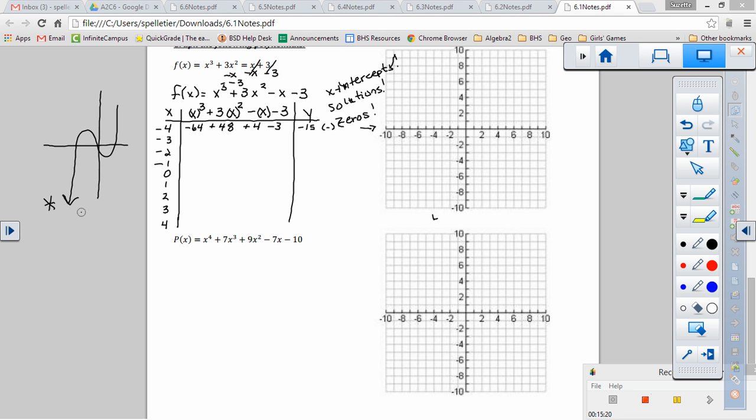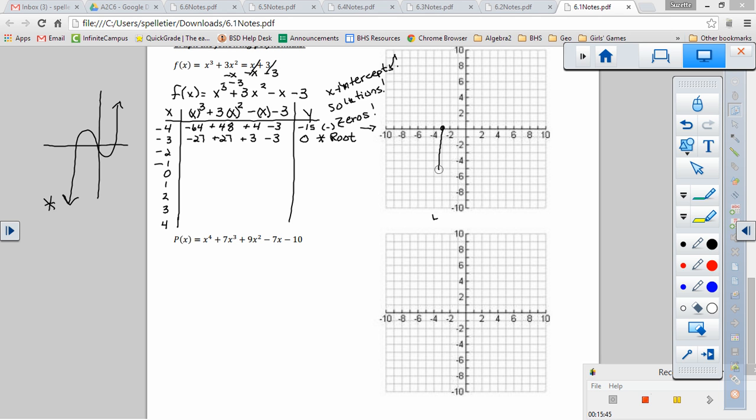Okay? And I'm going to try to figure out where the rest of my function is. So I'm going to try negative 3. And when I plug in negative 3, I'm going to get negative 27 plus 27 plus 3 minus 3, which equals 0. That's a root. So at negative 3, I'm at 0. I'm going to plug that in.